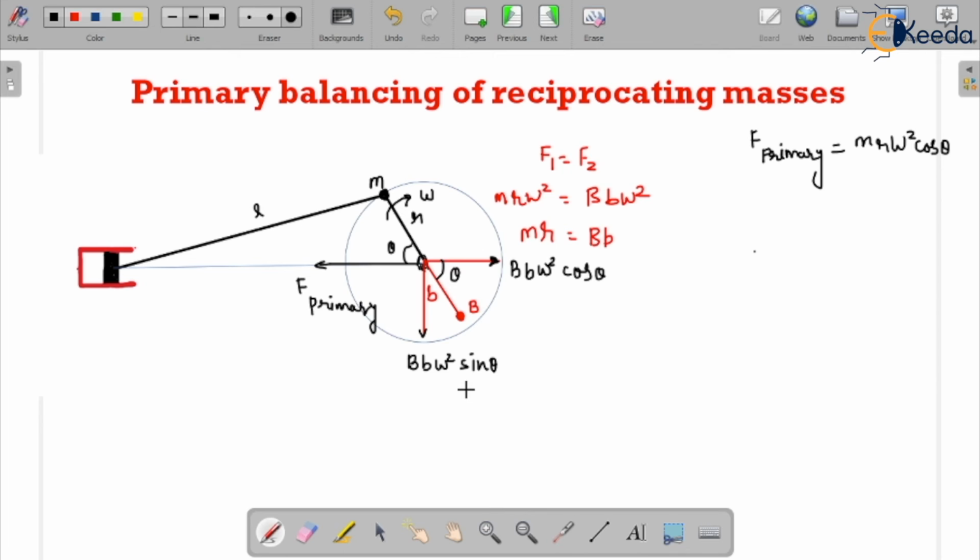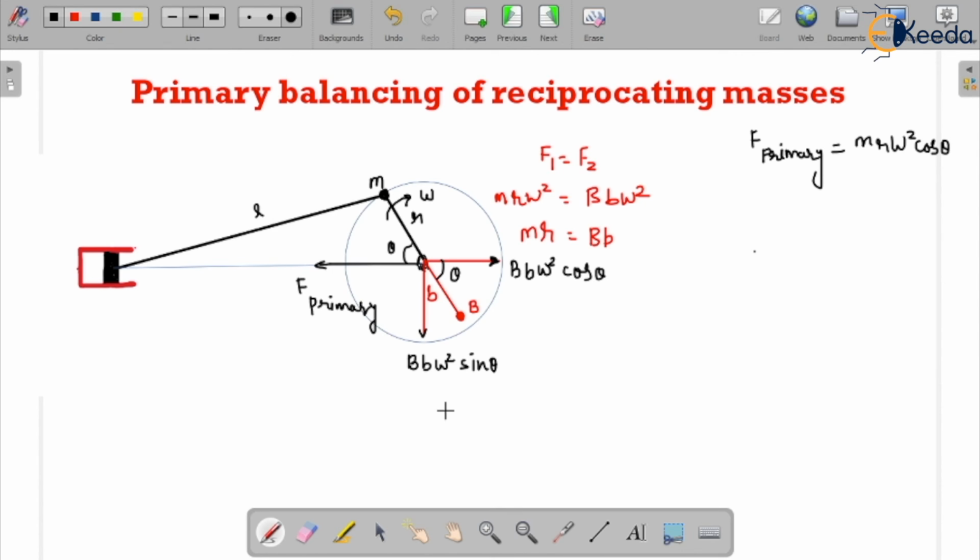They wanted complete balancing. That's why we got the relation B b omega square sin theta in the perpendicular direction, so we failed in balancing the reciprocating mass to run the engine for longer periods. Now we will not balance the reciprocating mass completely, we will balance it partially. Scientists decided that partial balancing of the reciprocating mass will be done.